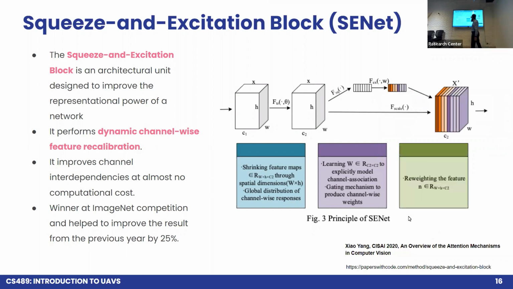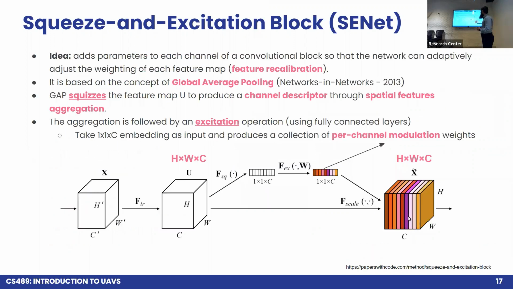And by the way, this algorithm was the winner in the ImageNet competition and helped to improve the result 25% more than the previous year. So let's look at the idea here. The idea is to add parameters to a convolutional block so that the network can adaptively adjust the weighting of each map. So here it's based on feature recalibration.